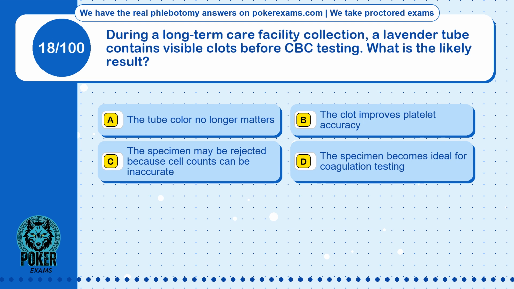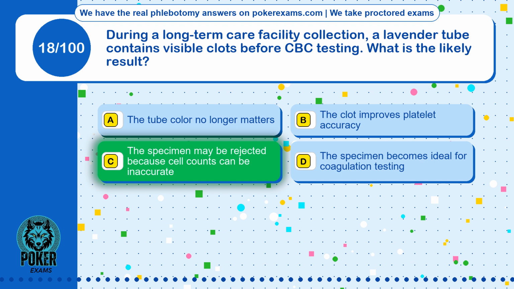Question 18. During a long-term care facility collection, a lavender tube contains visible clots before CBC testing. What is the likely result? Option A. The tube color no longer matters. Option B. The clot improves platelet accuracy. Option C. The specimen may be rejected because cell counts can be inaccurate. Option D. The specimen becomes ideal for coagulation testing.